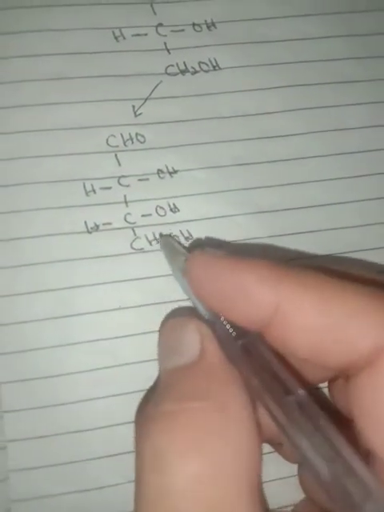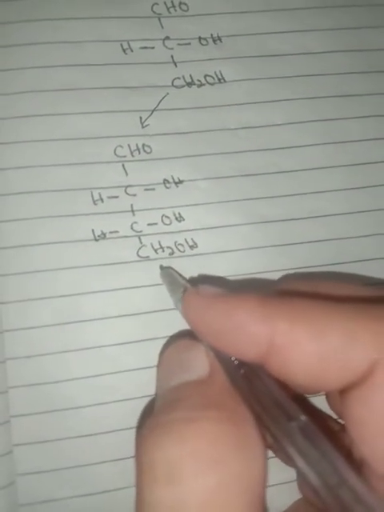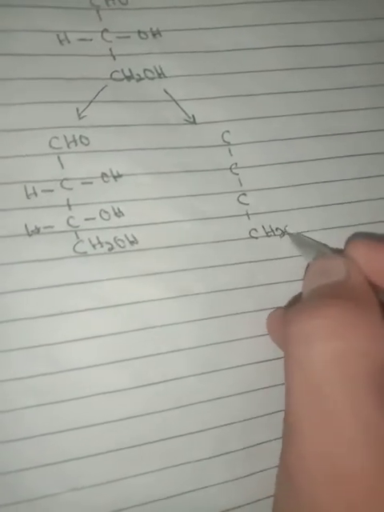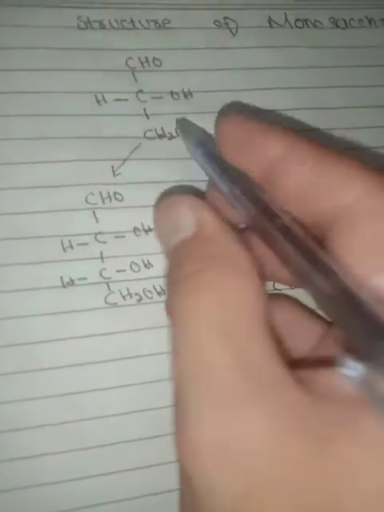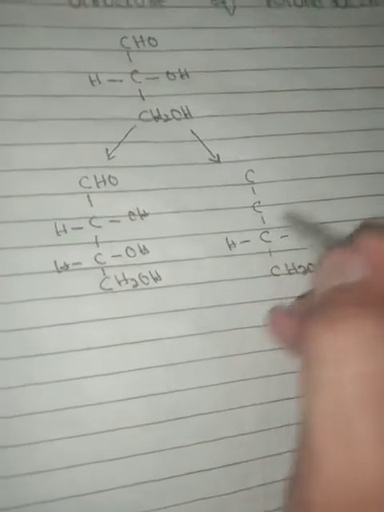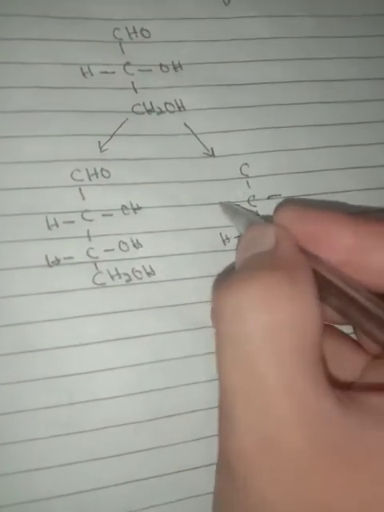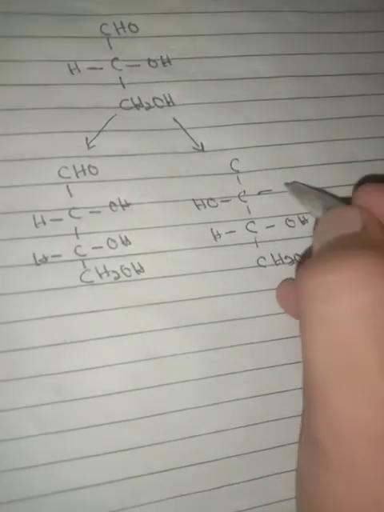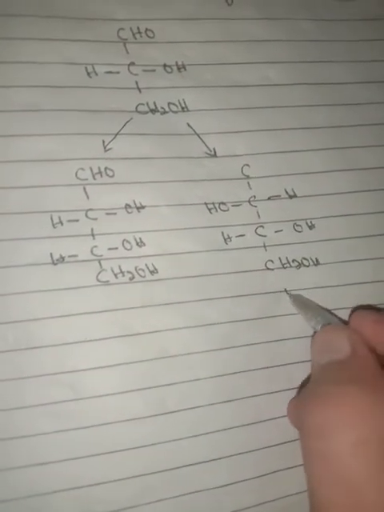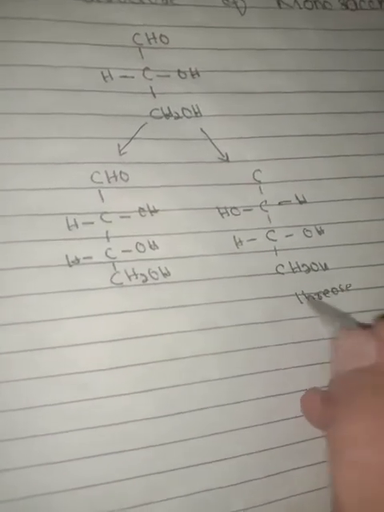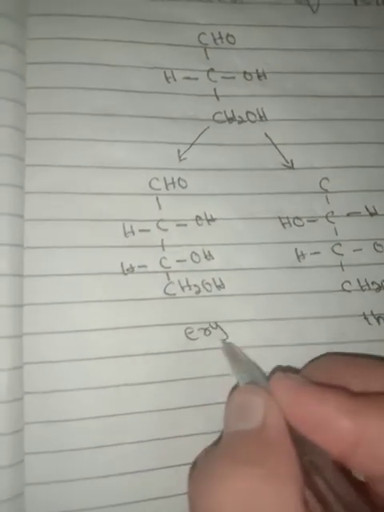OH, H, so it will be D-erythrose. If, like C 2 3 4 CH2OH, this is the OH of this glyceraldehyde, if the OH group is on the left side, so it will be D-threose, and this will be erythrose.